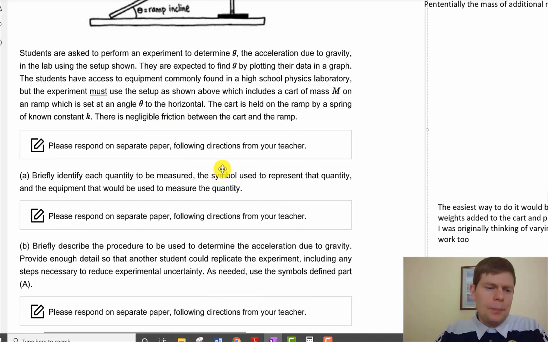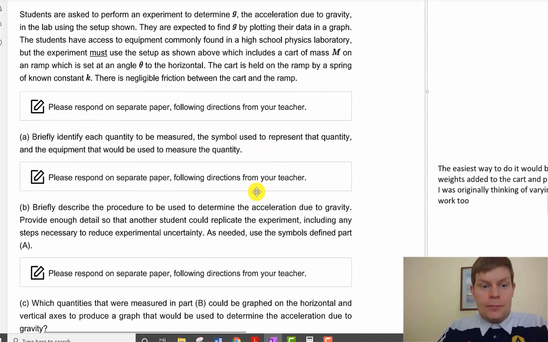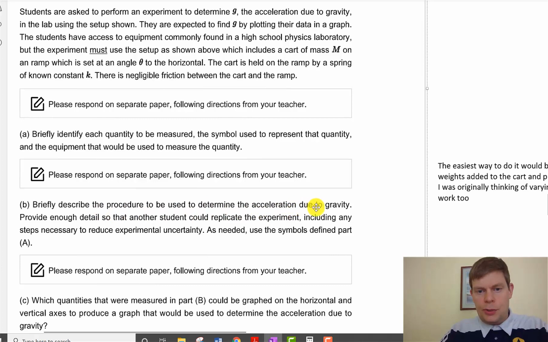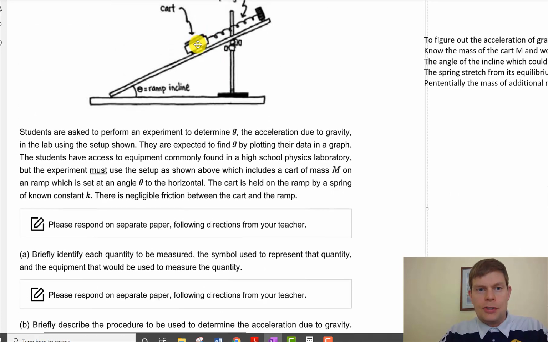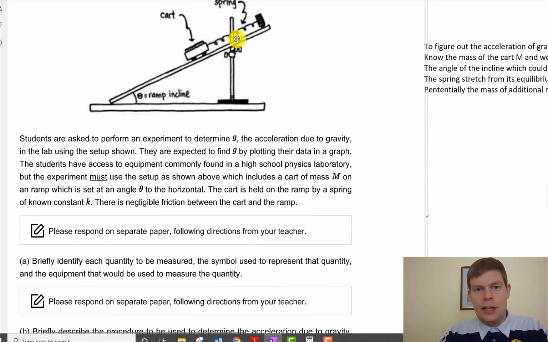Yeah, not terrible. Anyway, so you've got to describe your procedure used to determine the acceleration due to gravity, providing enough detail so another student could replicate the experiment, including any steps necessary to reduce experimental uncertainty. So basically you're going to describe measuring everything you need above: use the electronic balance to measure the mass of the cart, use the meter stick to measure the stretch of the spring, use the protractor to find the angle, and then measure the stretch of the spring with no weights in the cart, and then measure it with different numbers of weights in the cart.